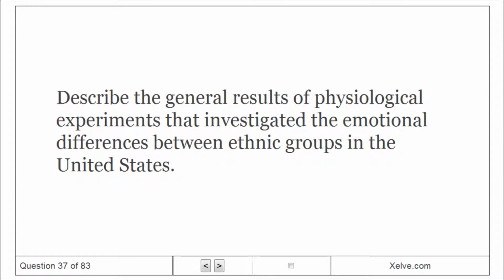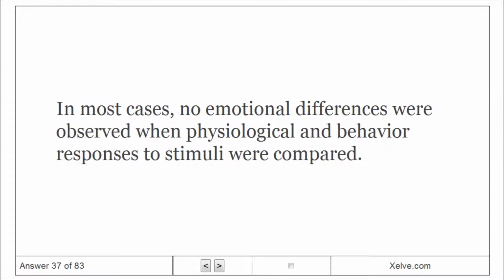Describe the general results of physiological experiments that investigated the emotional differences between ethnic groups in the United States. In most cases, no emotional differences were observed when physiological and behavior responses to stimuli were compared.